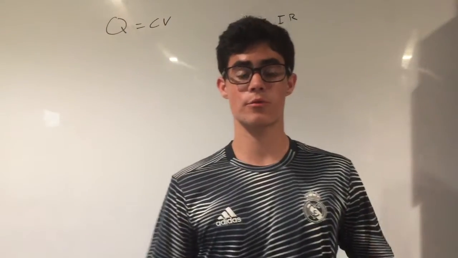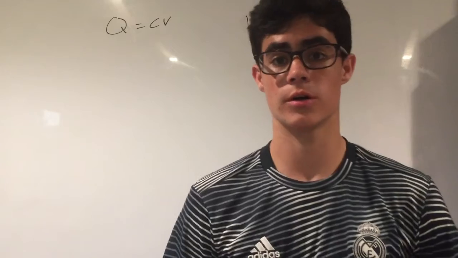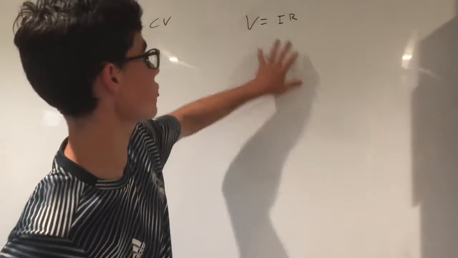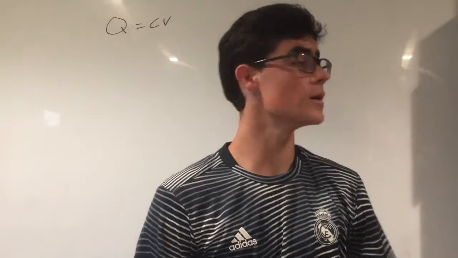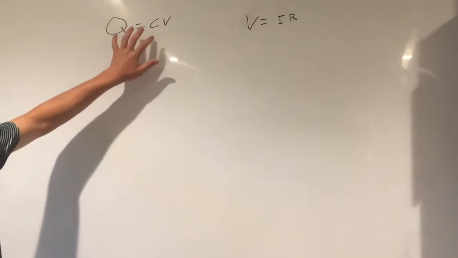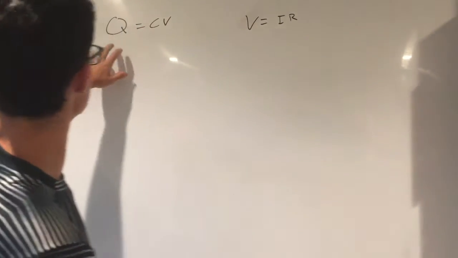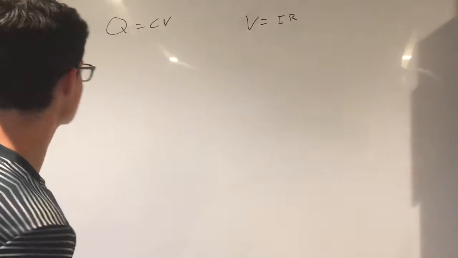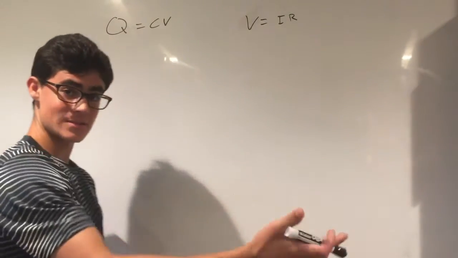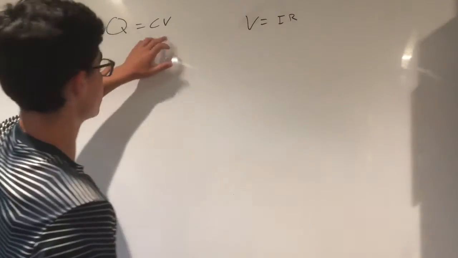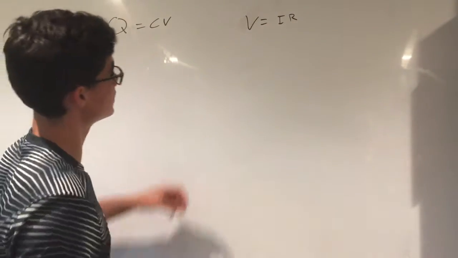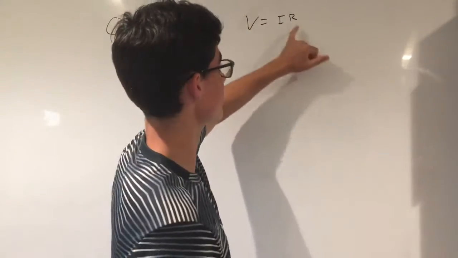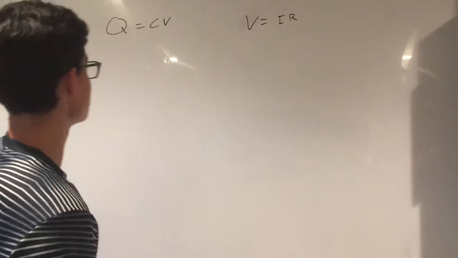So on the whiteboard right now are two equations that we use to analyze circuits. We have our classic Ohm's law that we're introduced to in AP Physics 1, and we have our capacitor equation. Q in this case represents the amount of charge on one plate of the capacitor. C is the capacitance, so how much charge it can hold, and V is the voltage. And Ohm's law, as we all know, is V for voltage, I for current, and R for resistance in the circuit.